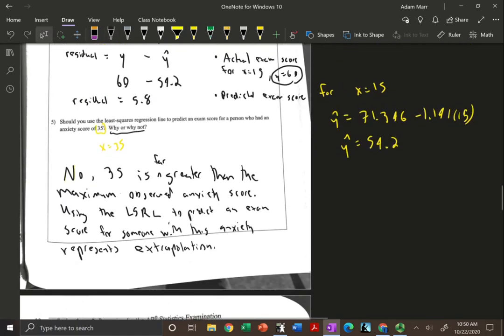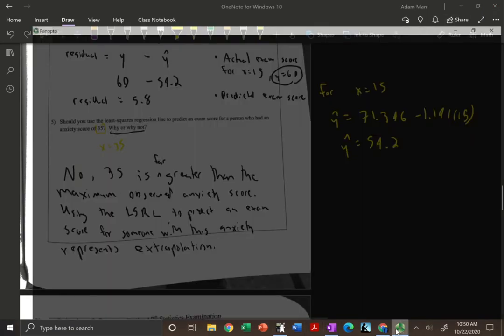And so that is it for the first example. All right, guys, hope you learned something here.